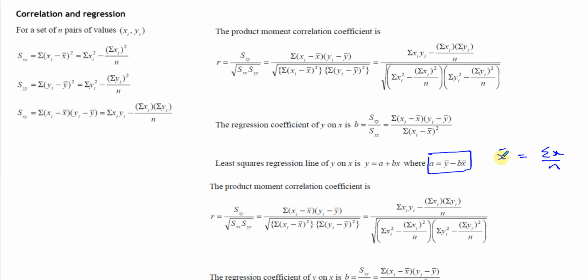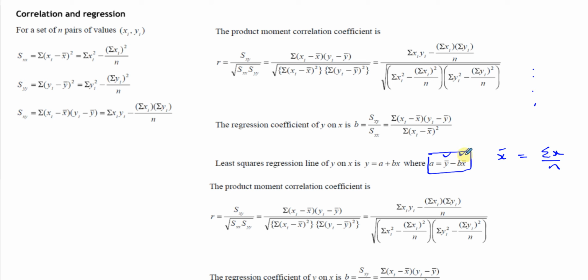It means the mean of the x values. So all those x values, it's the sum of them divided by the number of entries. That's what x bar means, the mean of the x values. So this is the mean of the y values. This is the mean of the x values. I can find both of these.